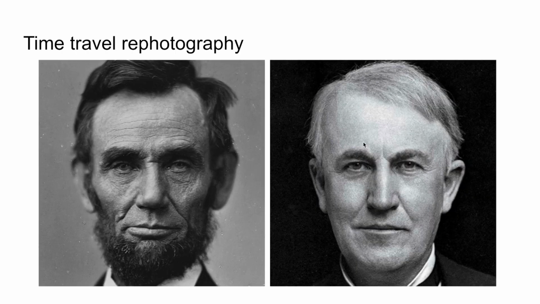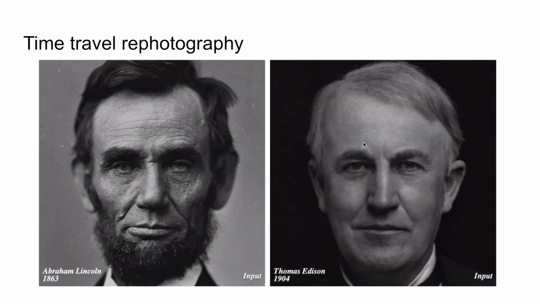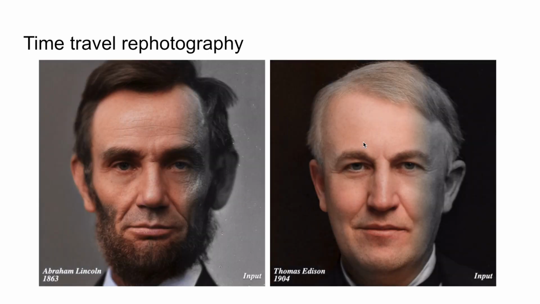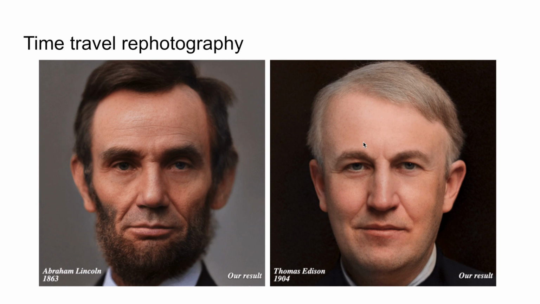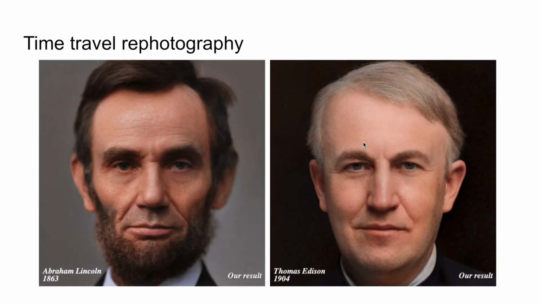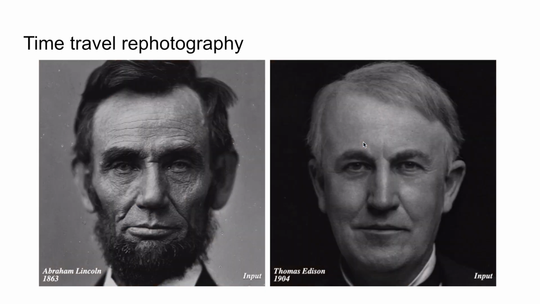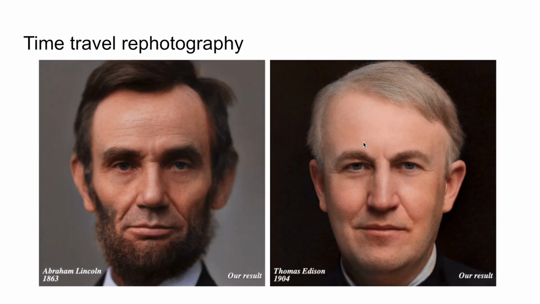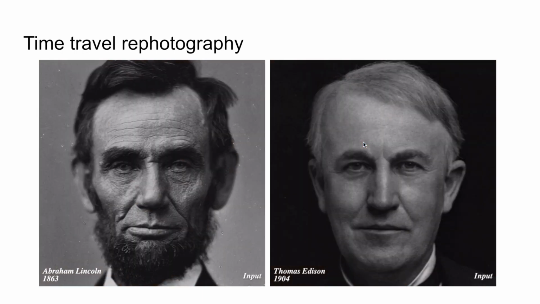So we only know historical people through some low quality black and white images. And these images were taken decades ago and they don't really capture how these people looked back then. So we would like to be able to convert these black and white images to images that look like they were taken with modern cameras and actually capture how these people looked back then.